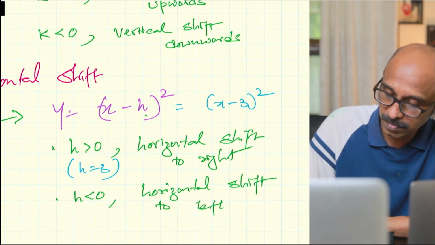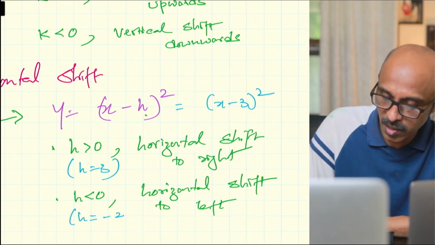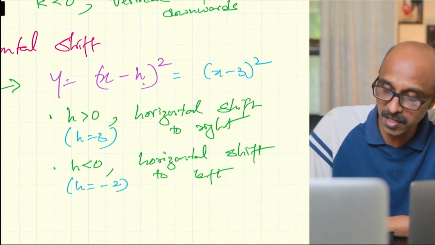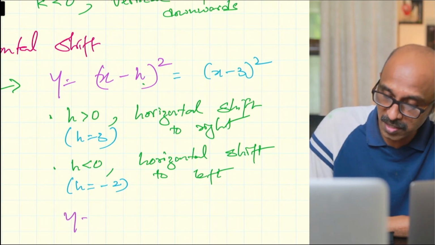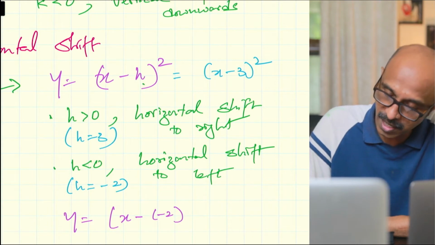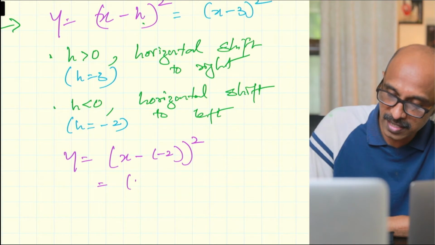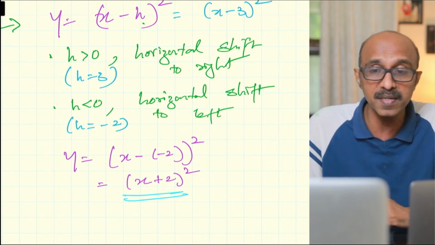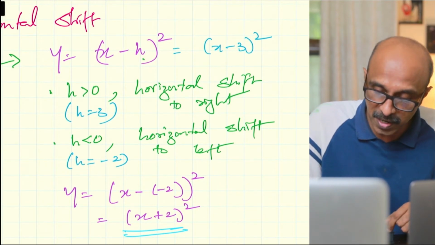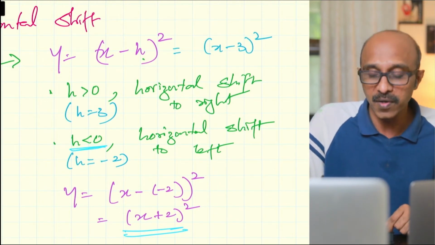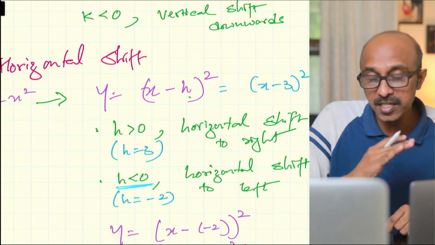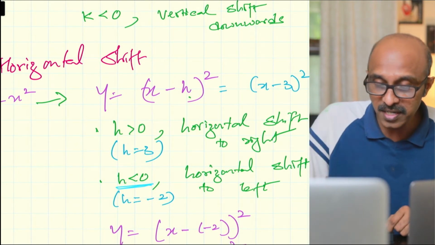In the same way, if you take h as a negative number, let's say h equals negative 2, you'd have the equation something like y is equal to x minus of minus 2, the whole square. And that would make it x plus 2 the whole square. So this is what you'd probably see when it's finally simplified, but that actually means that the value of h is negative. And so h being positive, it's a translation to the right. H being negative, it's a translation to the left.